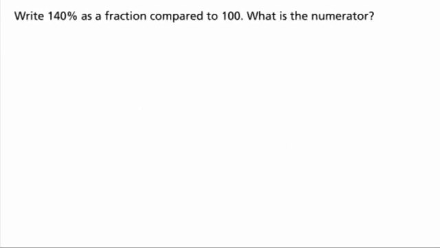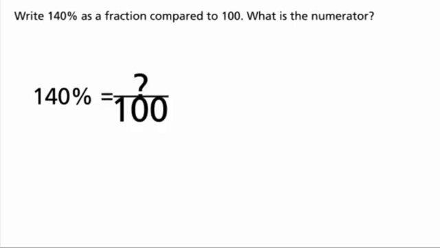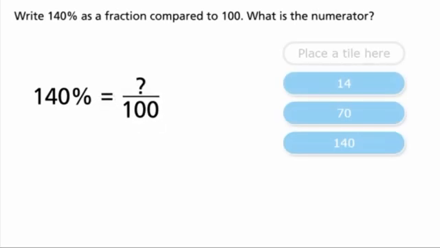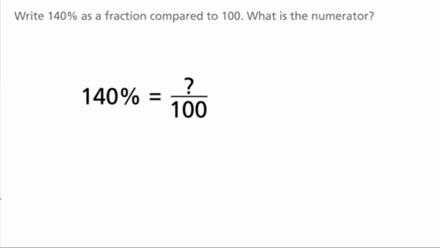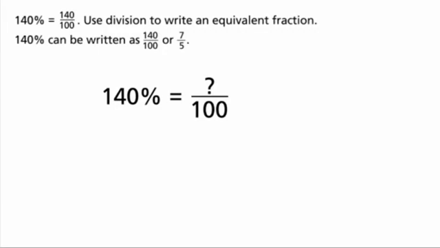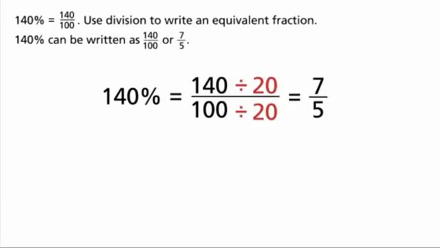Write 140% as a fraction compared to 100. What is the numerator? Select your answer. 140% equals 140 100ths. Use division to write an equivalent fraction. 140% can be written as 140 100ths or 7/5.